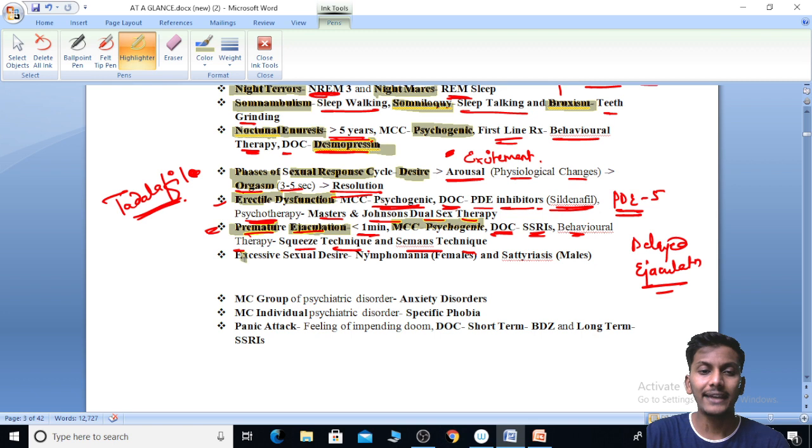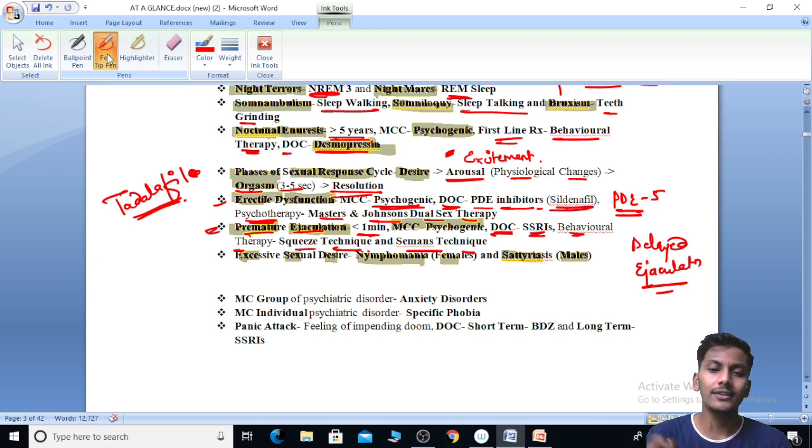Now, talking about these two important definitions which can also be asked in FMT. Please remember, excessive sexual desire in females is known as nymphomania, whereas excessive sexual desire in males is known as satyriasis. Remember. Okay, some definitions about FMT, quickly.